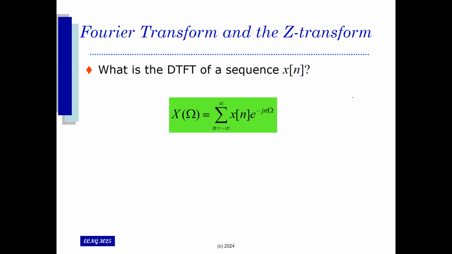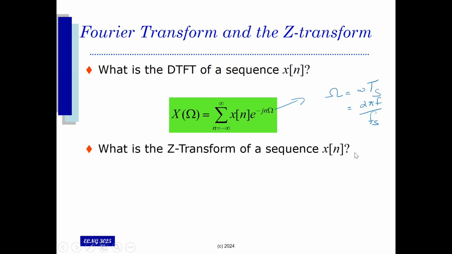And remember, this omega here was omega T_s, okay? Or 2 pi f over f_s. All right, you're going to meet that quite a bit in the next few weeks as we go through some filter designs and so on.